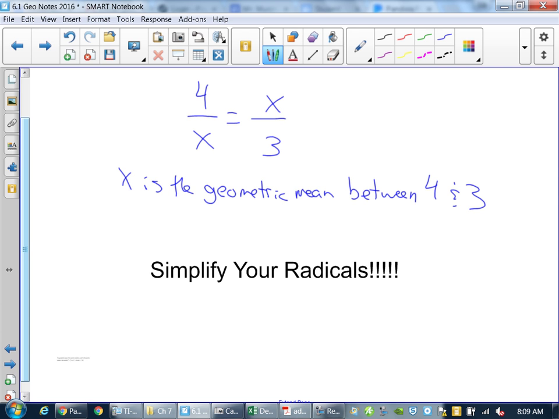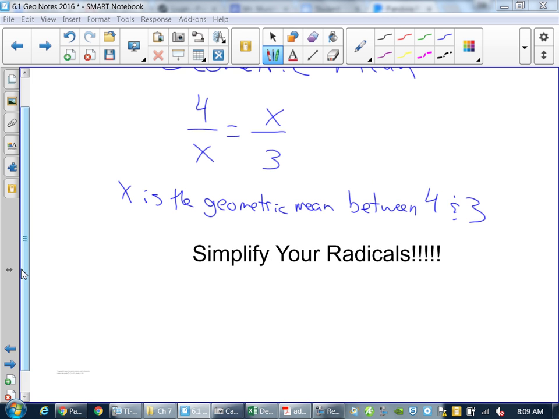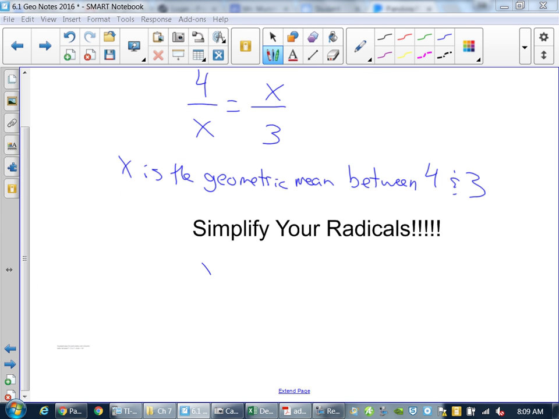If it ever asks you to find the geometric mean between 5 and 3, you just write it as 5 over x is x over 3. That x will always be on the diagonal. So you get x squared. Now all you do is, obviously I'm showing a hint here, you have to simplify the radical. You get x squared is 12.